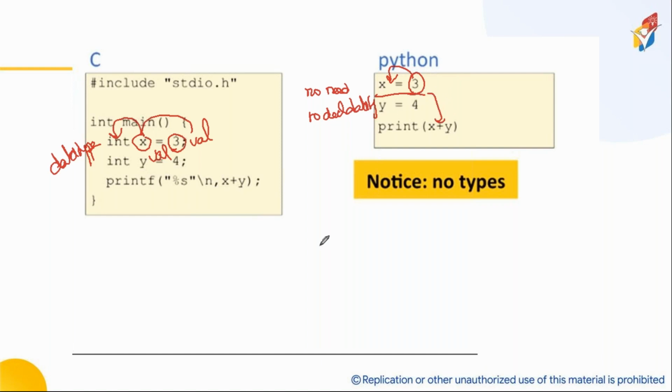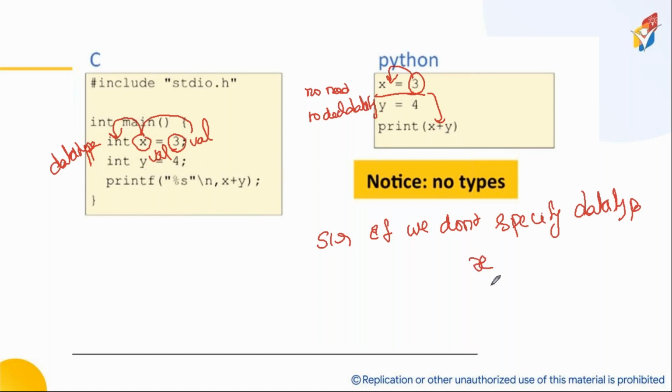Now you can ask one question, sir. If we don't declare, if we don't specify the data type, what is the data type of x and what is the data type of y here? Now in the next slide, I'll answer it. Any question? No, sir. Now let me go to the next slide here.